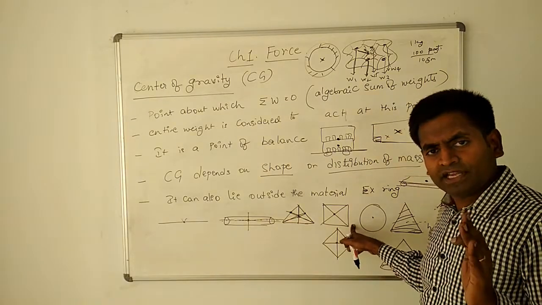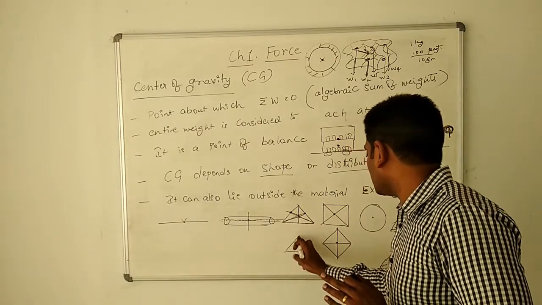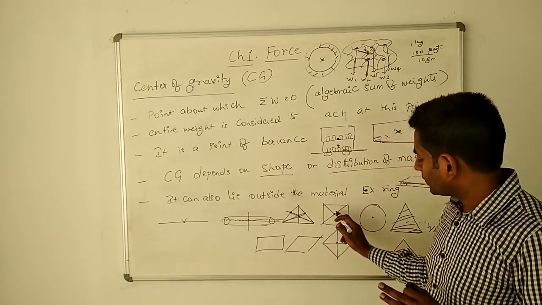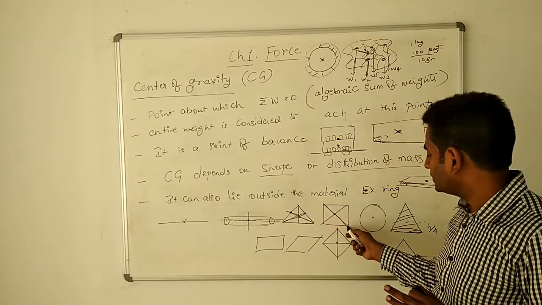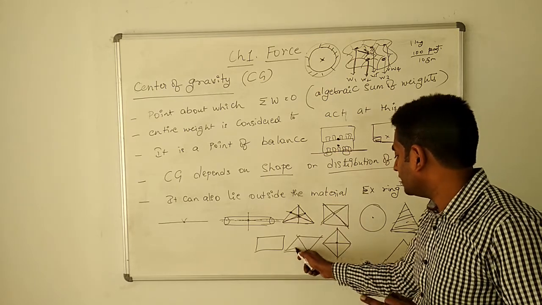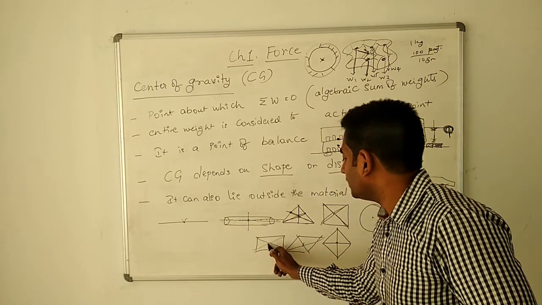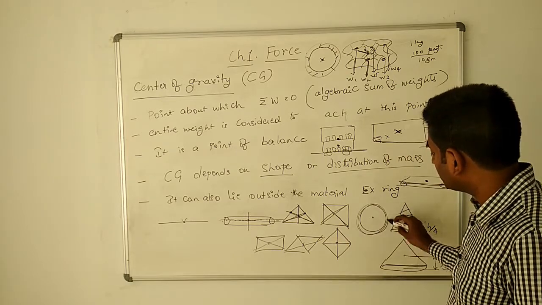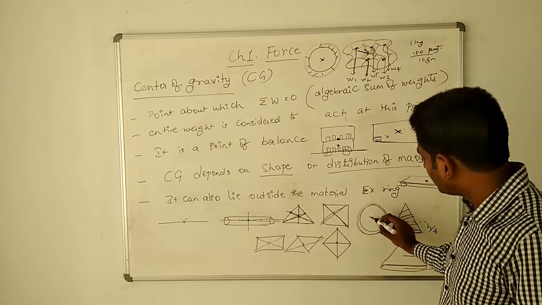Where does the center of gravity of a square, a rectangle, a rhombus or a parallelogram lie? For all these four shapes, the center of gravity will be at the intersection of the diagonals. So the intersection of the diagonals will directly give you the position of the center of gravity. If it is a circular ring or a circular plate, the center of gravity is at the geometric center of the circle.